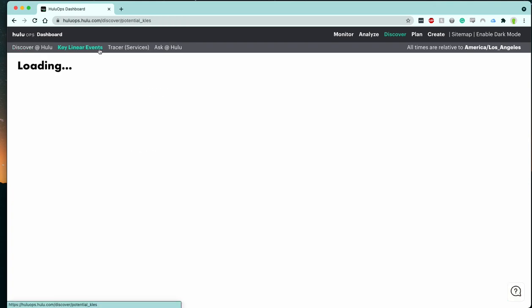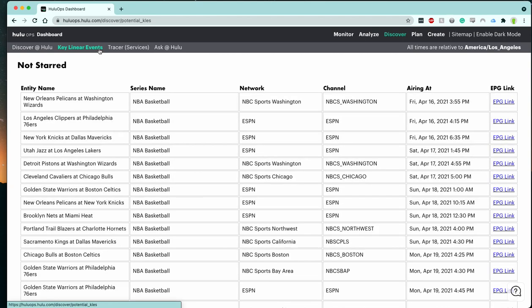I'm going to take you to key linear events. Key linear events, very interesting, right? We do not maintain a master calendar. We maintain a source of truth and we ingest every calendar we know about. And so the question I get most often is, where is this data coming from? It's coming from our EPG based on a rule set.